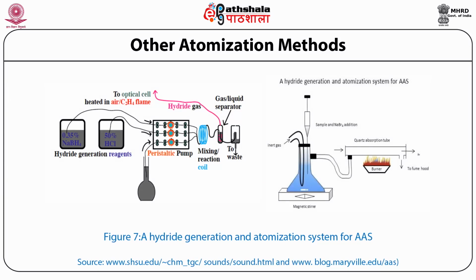Here we can see a hydride generation system attached to an atomic absorption spectrometer. A hydride generation system contains reagents, normally sodium borohydride and HCl, which are fed by a peristaltic pump into a mixing or reaction cell to produce the hydride, which is attached to the atomic absorption spectrometer. This is an optional part which can be used when you want to analyze the metalloids.